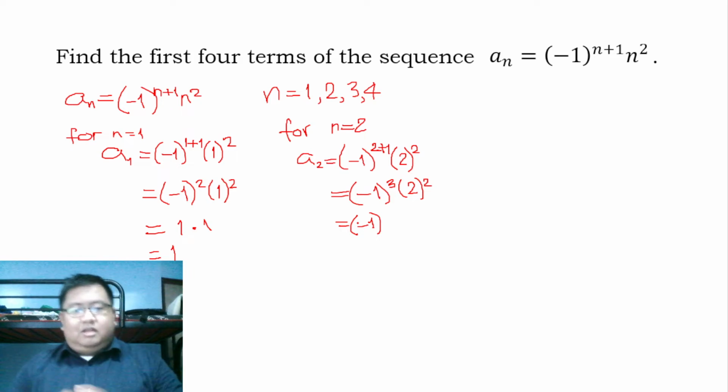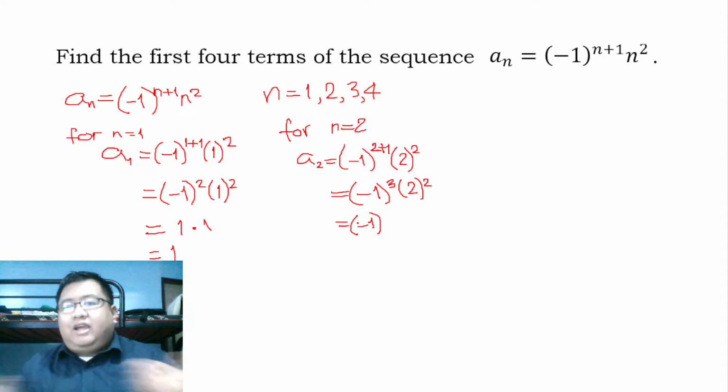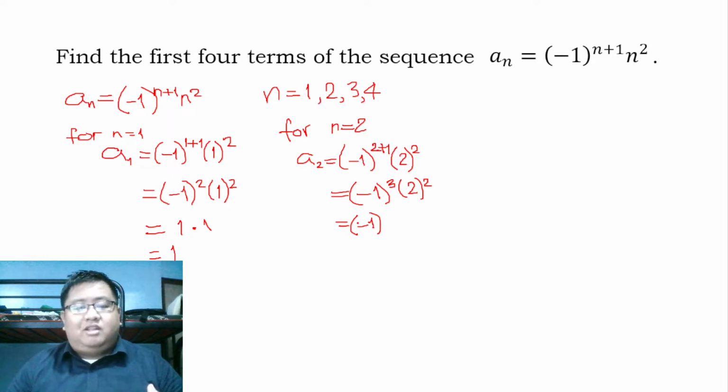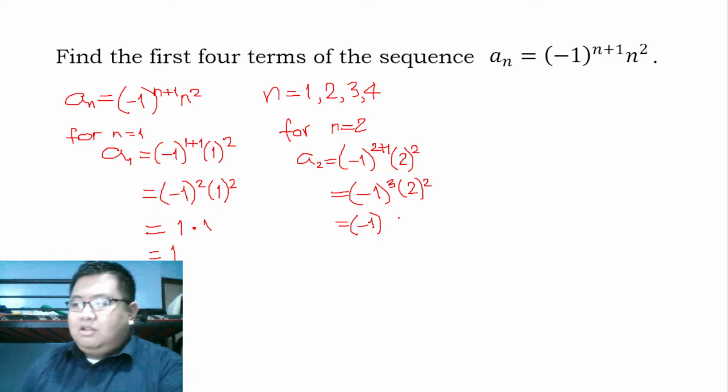You will notice when you have a series of negative numbers, a tip for you would be to count how many negatives there are in your product. If the number of negative numbers to be multiplied is even, then your product will be positive. But if the number of negative numbers in your product is odd, then your product will be negative. Tip yan. So, let's continue. 2 squared, 2 times 2.